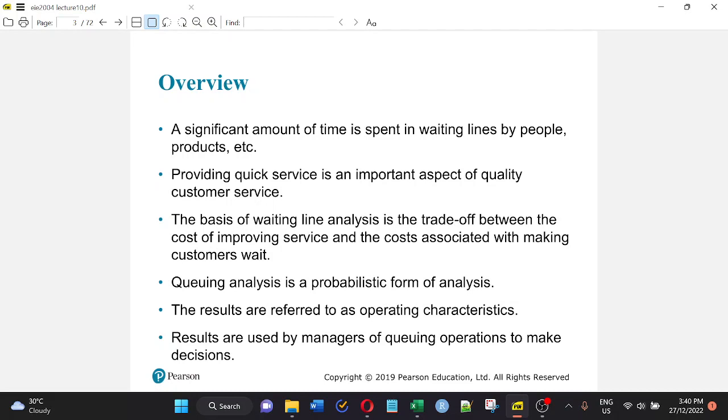And the basis of waiting line analysis is the trade-off between the cost of improving service and the cost associated with making customers wait. You must have some experience of going to the bank, for example, and many of the counters are not even open, and you have to wait a significant amount of time. And you know that if the bank wants to serve the customer better, they would provide more counters and more staff. But providing more staff and more facilities will incur the cost of services.